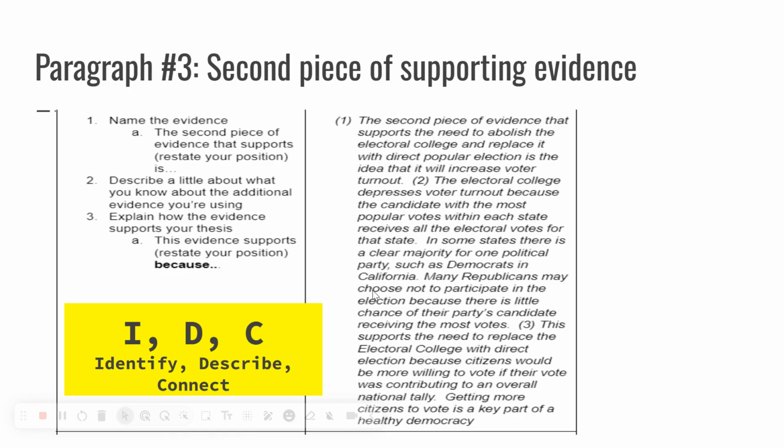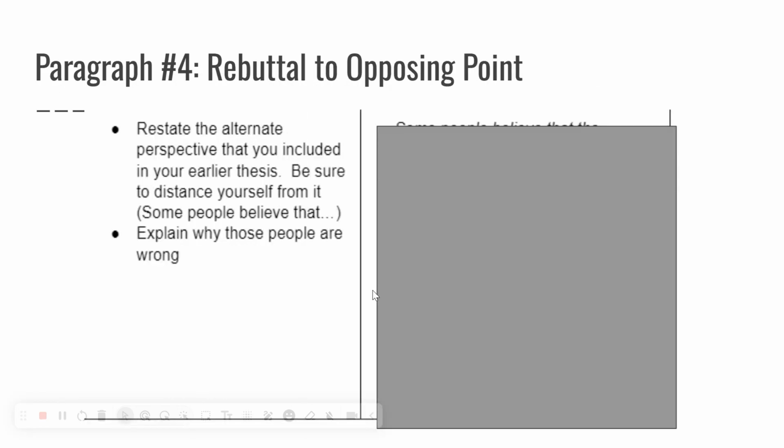So paragraphs 2 and 3 are your 2 evidence paragraphs. Paragraph 2 has to be based on a document. Paragraph 3 can be another document or just something off the top of your head. And literally, you could do each of these tasks in a sentence. The last paragraph, there's not a conclusion. It's basically a rebuttal to an opposing point.